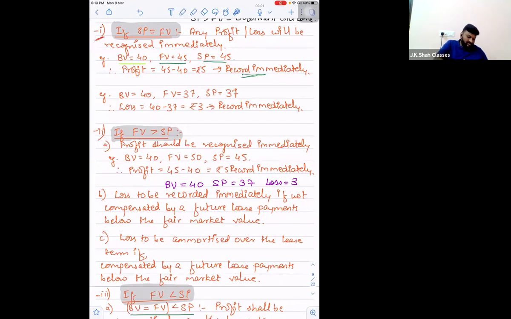Sir, that depends on these two statements. If I'm paying lesser lease as compared to the market prices, amortize the loss. If I am paying more lease as compared to the market prices, then no need to amortize. Write it off immediately in the profit and loss account.